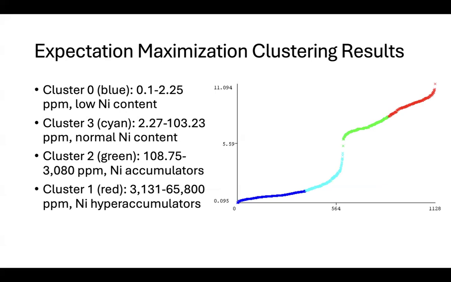These are the results of the expectation maximization clustering. The graph is log transformed, and the x-axis shows instances numbered from lowest to highest nickel content. The blue section shows low nickel content at 0.1 to 2.25 ppm. Cyan is normal nickel content, 2.27 to 103.23 ppm. Nickel accumulators are shown in green at 108.75 to 3080 ppm. And the red section shows nickel hyperaccumulators, which are 3,131 to 65,800 ppm.